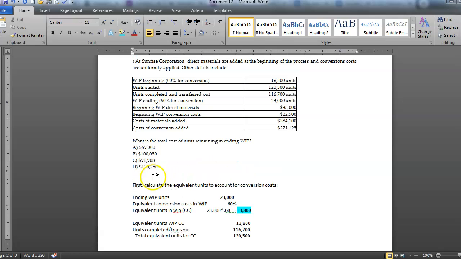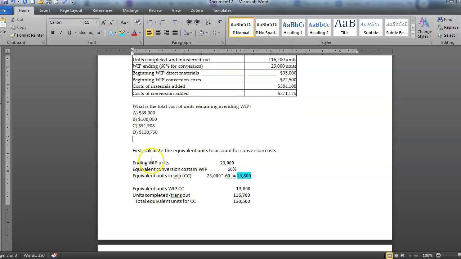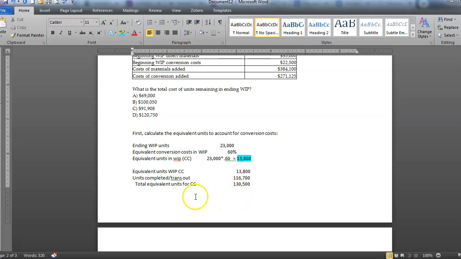Okay, so we have all this data, and using the data, we want to first calculate the equivalent units as it relates to conversion costs. To do that, we have to deal with it in the units first. So the ending WIP in units is 23,000. And we know the equivalent conversion cost in WIP is 60%. So we're going to start with our equivalent units in conversion costs of 23,000 units multiplied by 60%. So we come up with 13,800. Let's leave that to the side for a minute and continue with our computations.